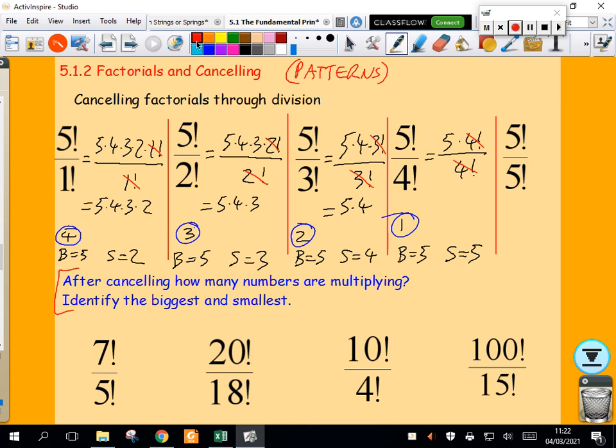Let's look at the biggest number. The biggest number in every case is 5. Where does that come from? Well, that's just the number up here on the top. And the smallest number, well, in the first case it's 2, in the second case it's 3, and the number on the bottom is 2. The smallest number here is 3, and the number on the bottom is 3. The smallest number here is 4, and the number on the bottom is 4. The smallest number here is 5.